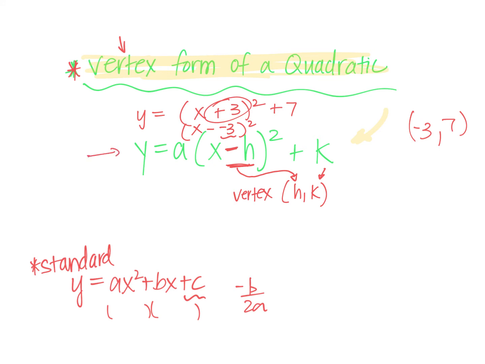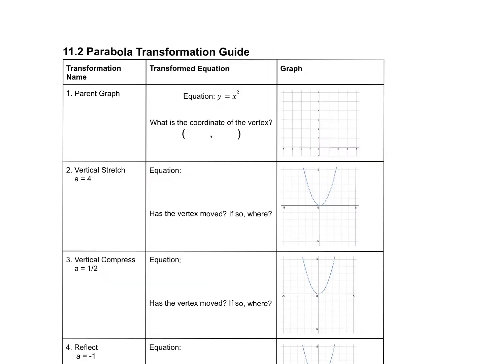So this is vertex form. No idea where the letters H and K came from, where they came up with that from. But you're going to be seeing those today. All right, so now we are going to fill out this transformation guide. You may use this on a test. So we're going to fill this out. You can go ahead, fill it out ahead of me, or you can fill it out with me.